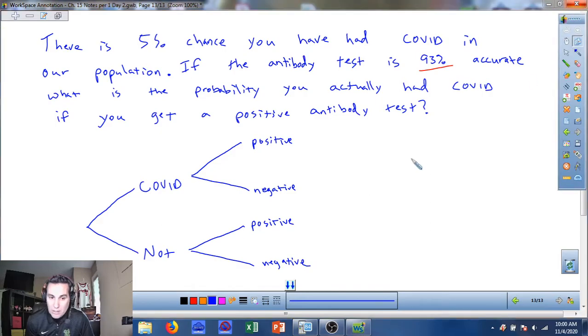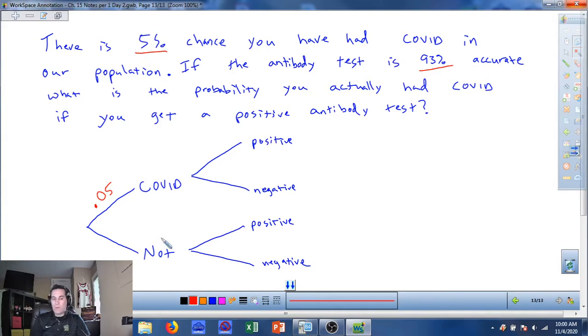Let me put in the probabilities. I'm estimating about a 5% chance we've had COVID, right? COVID has still not been in our population long enough to have that high of an incidence. So there's still probably only about a 5% incident rate. So about 5% of people probably have had COVID. Maybe we're getting to 10, but I'm going to say it's about 5%, which means 95% of people have not had COVID.